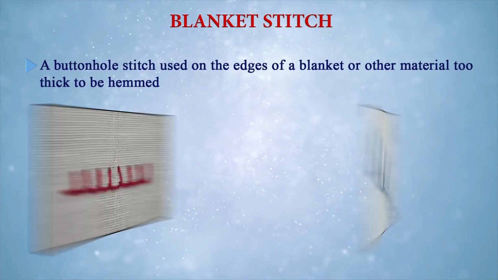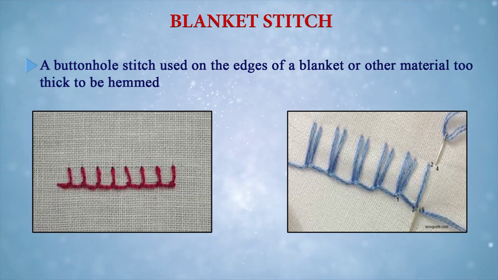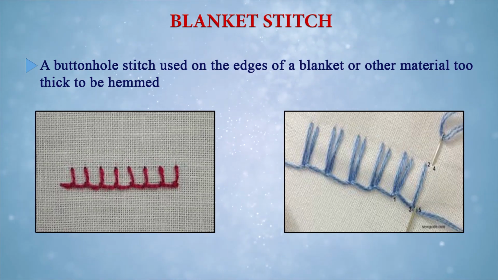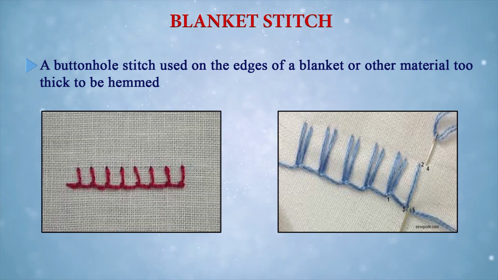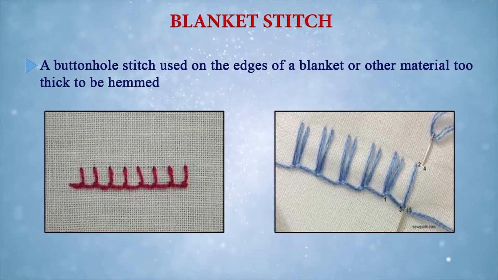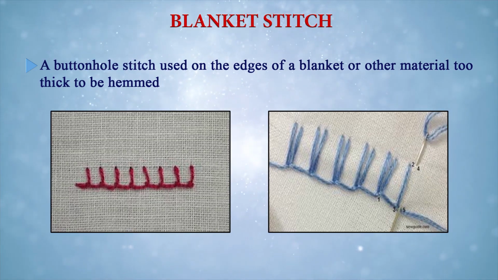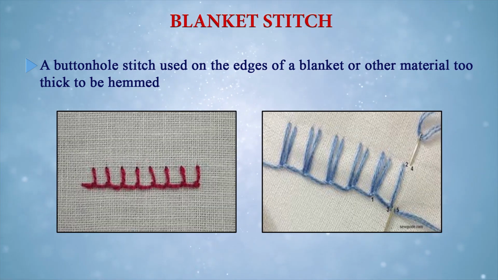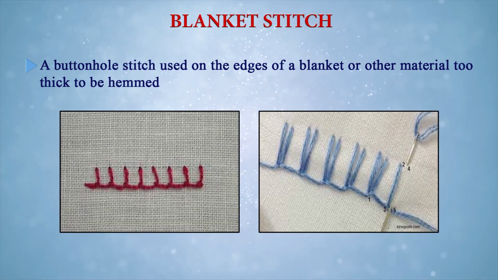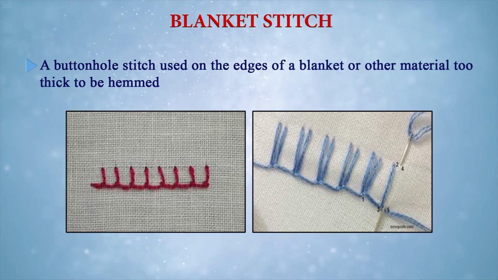Then we have the blanket stitch. It is also known as the buttonhole stitch. We generally use it to put on or secure buttons on the garment. The buttonhole stitch is used on the edge of a blanket or material too thick to be hemmed. If we have thick fabric and we want to sew it with hand stitches, we use the blanket stitch, and it is used to secure the fabrics at the hemline.